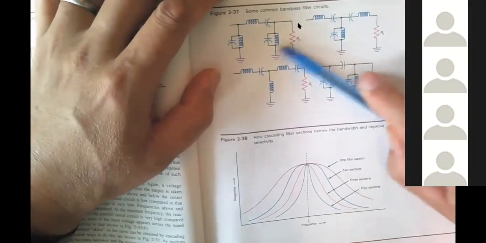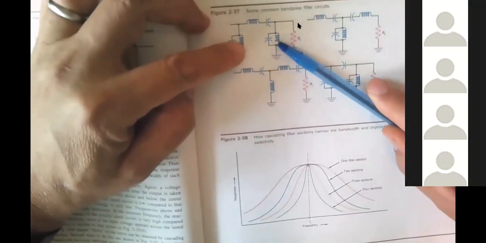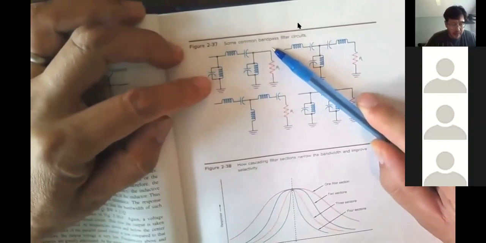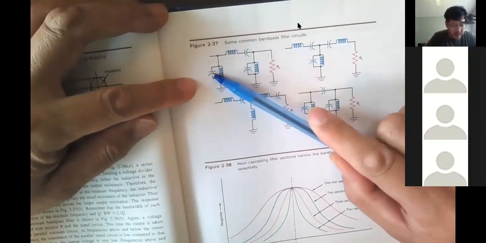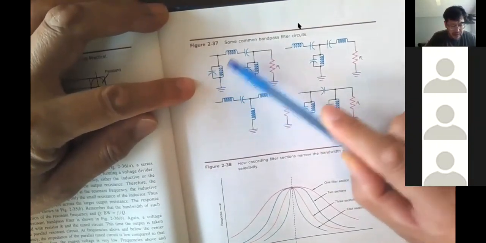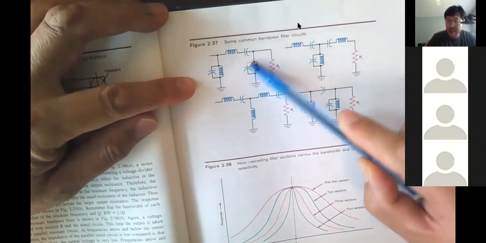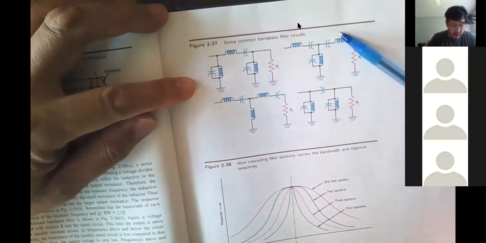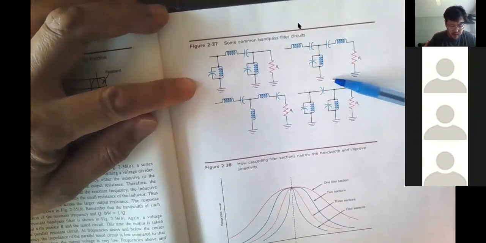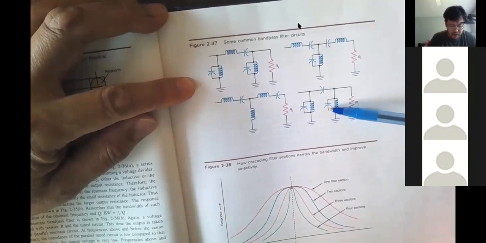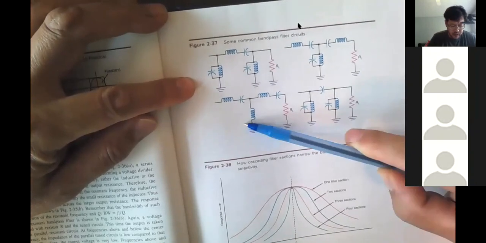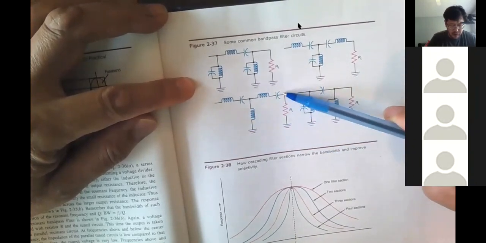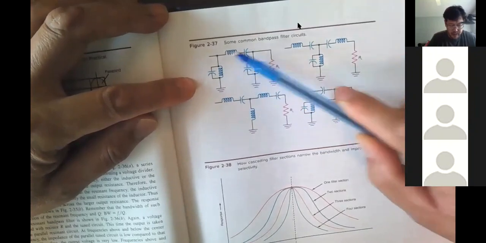These guys are called band pass filters. Band pass. Why band pass? Because this guy is band pass, this guy is band pass. You have 3 combined. 1, 2, 3. This is 2. This is 3.